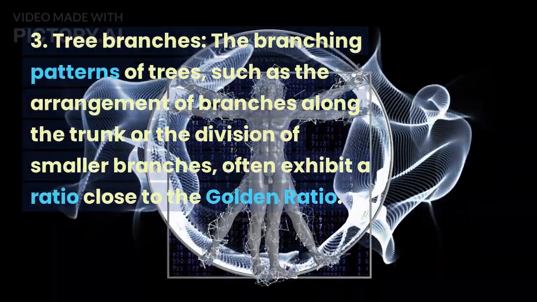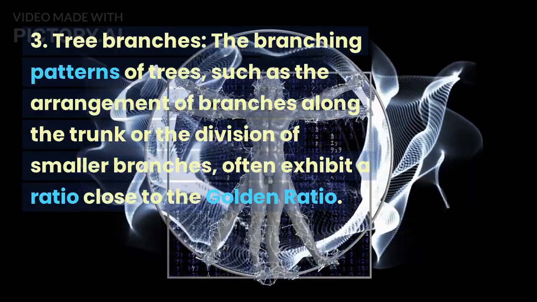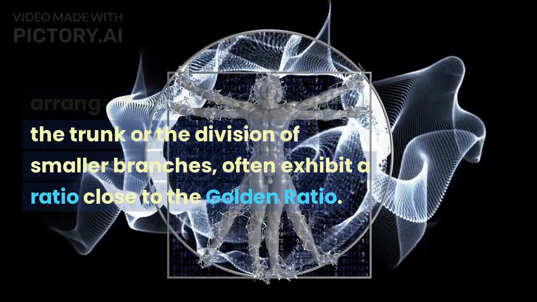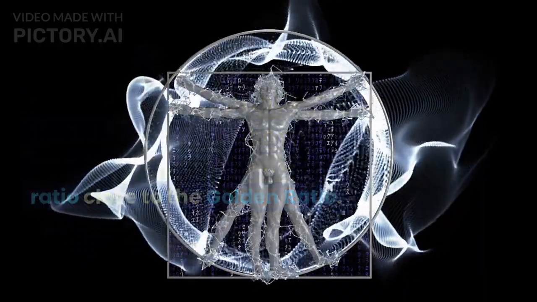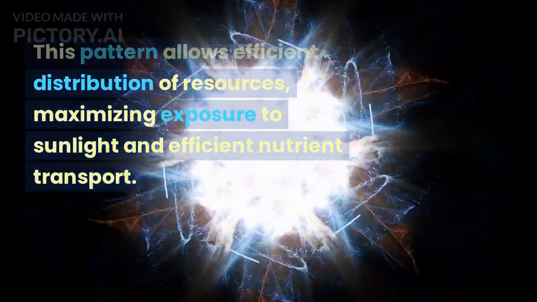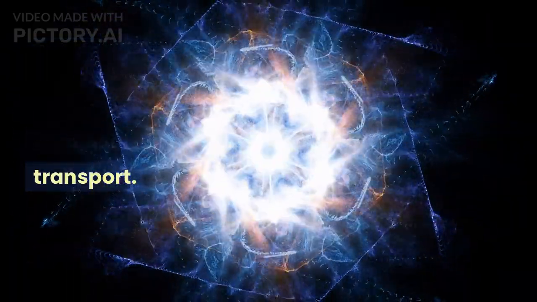3. Tree branches. The branching patterns of trees, such as the arrangement of branches along the trunk or the division of smaller branches, often exhibit a ratio close to the golden ratio. This pattern allows efficient distribution of resources, maximizing exposure to sunlight and efficient nutrient transport.